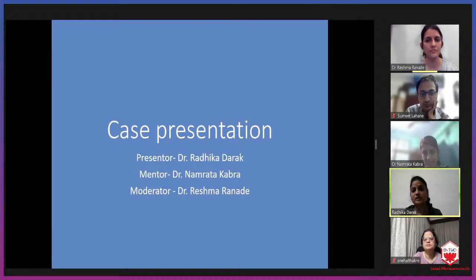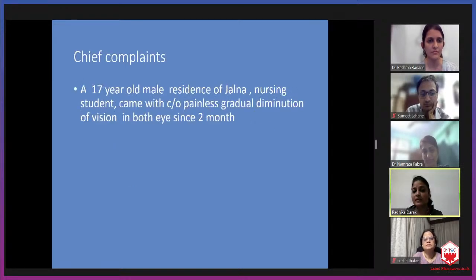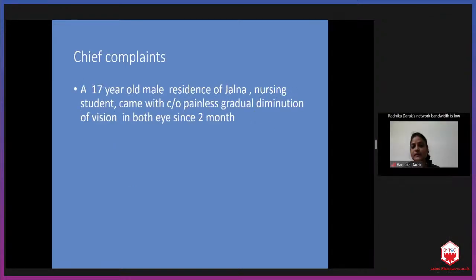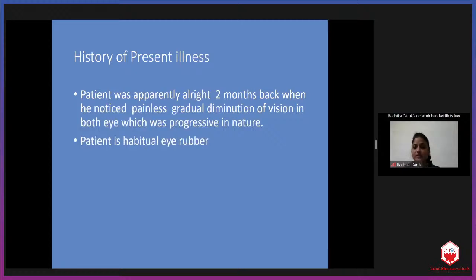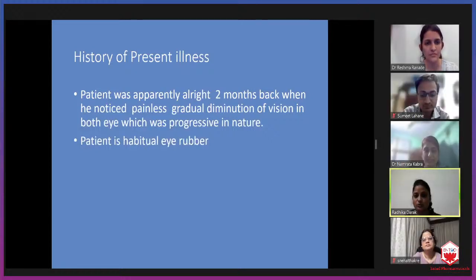Good evening, all. 17-year-old male, resident of Jalna, nursing student, came with chief complaint of painless gradual diminution of vision in both eyes since 2 months. History of present illness: patient was apparently all right 2 months back when he noticed painless gradual diminution of vision in both eyes, which was progressive in nature. Patient is a habitual eye rubber.